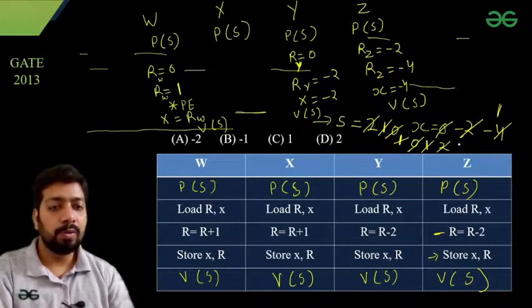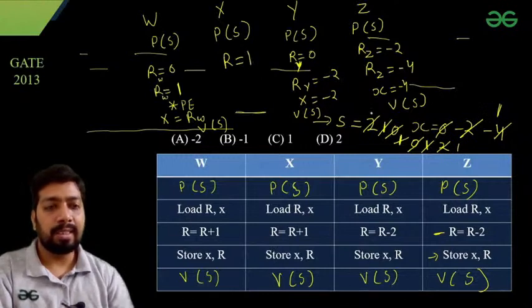So P of S goes from 2 to 1. Then it will read the X value. What is the value? It is 1. So the register gets the 1. Then it will increment the value, R equals R plus 1. So the value will be 2.